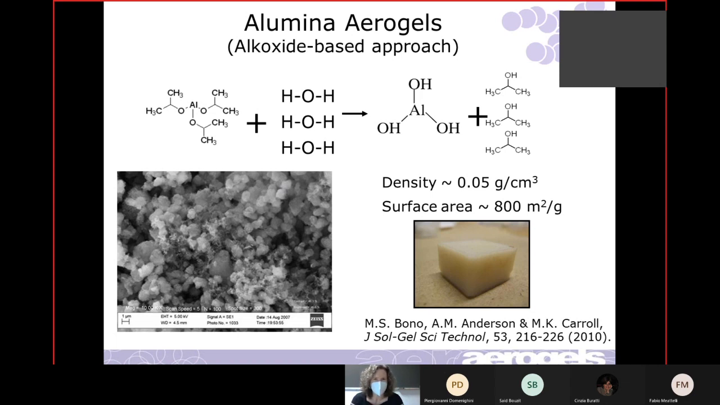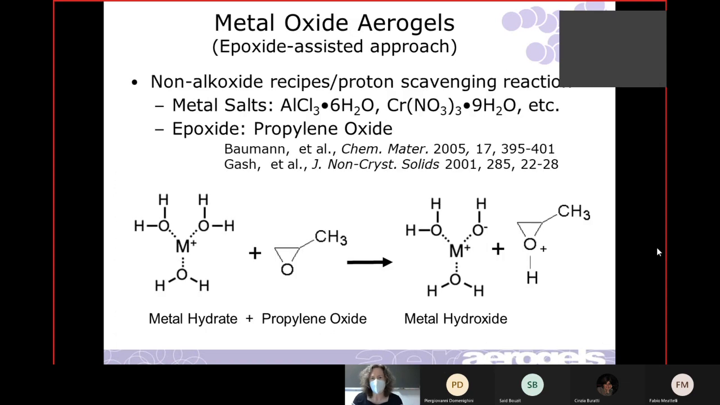And some of the precursors, and thus the alcohols used, don't smell very good and might be more of a concern for release. And so this is more complicated, the individual steps. We can also make metal oxide aerogels with an epoxide-assisted approach. And this is going to be the most chemistry-intensive slide that we have.